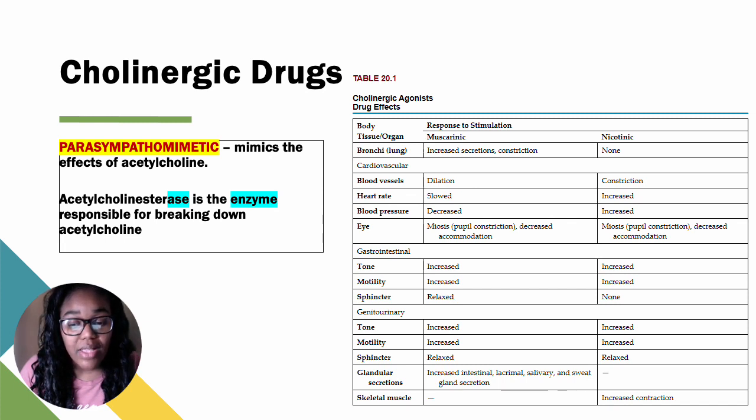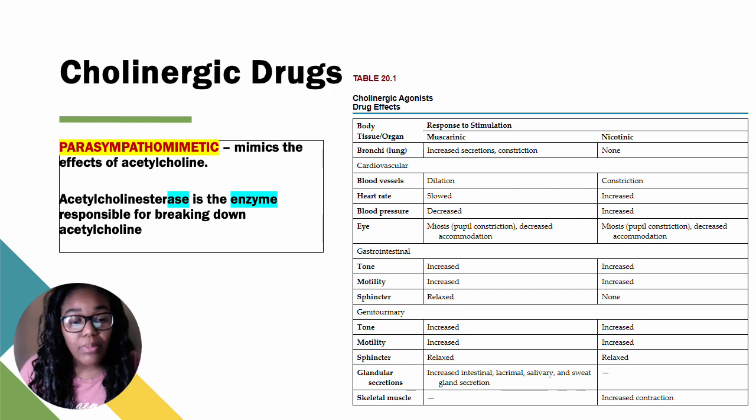Again, this is that processing portion of the parasympathetic rest and digest. You are digesting. With the genitourinary tract, again, you have increased tone, increased motility, and your sphincter is relaxed in your GU system. As far as your secretions, again, you have increased intestinal, lacrimal, salivary, and sweat gland secretion.